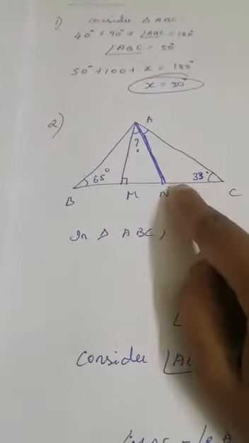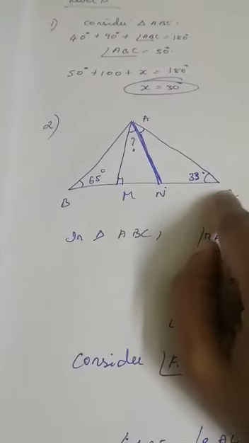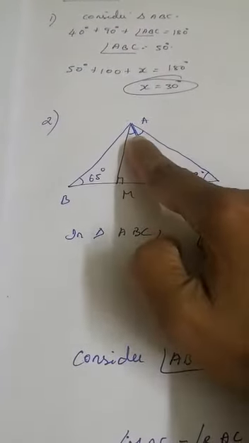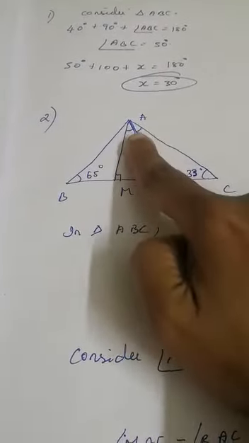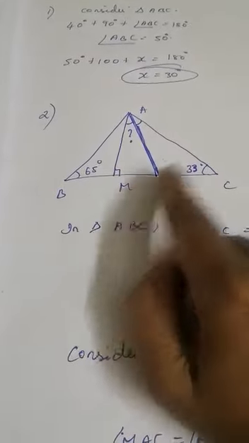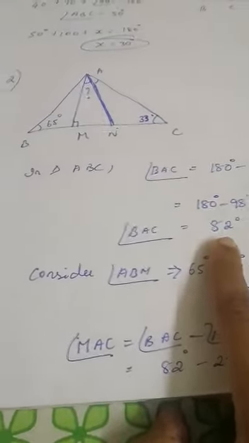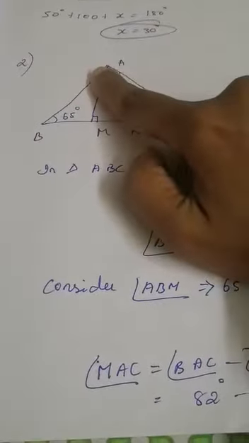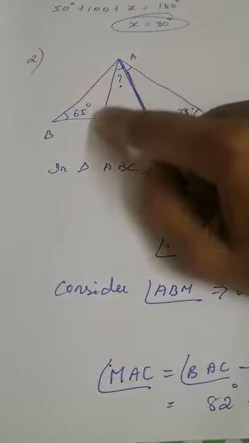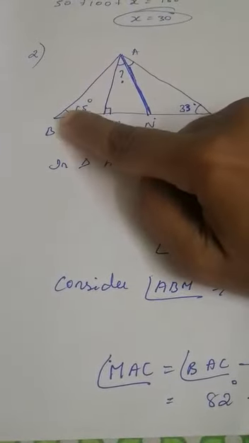Okay, how are we going to proceed? We know B, we know C. First we are going to find angle A. What is angle A? 180 minus 65 plus 33. So from this we find angle A as 82 degree. Okay, if this entire thing is 82 degree. Okay, this is 90, this is 65.